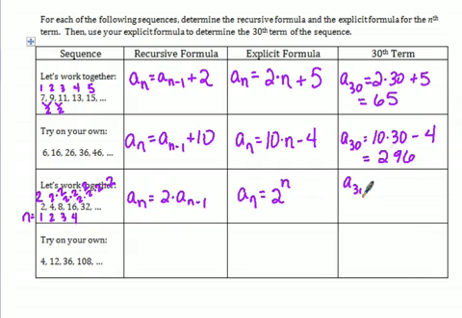Now we want to find a sub 30. So that's going to be equal to 2 to the 30th power, and you're definitely going to need a calculator for this one. It's a huge number. 1,073,741,824. And I did get that answer from my calculator. So pause the video and try the next one on your own.